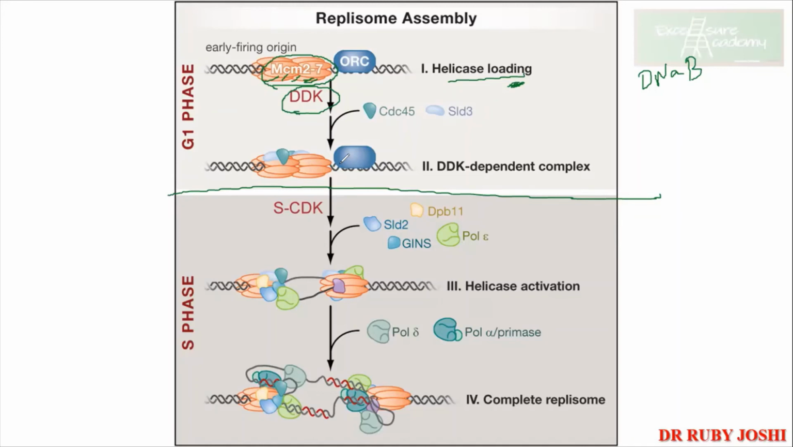The rest are minor, we don't need to keep them in mind. Okay, so the important ones are, first thing that happens, you have got the ARS. Onto ARS, ORC comes, which is helping in recruitment of the MCM2-7. Okay, what is MCM2-7? It is mini chromosome maintenance. 2 to 7 proteins are there. Now this will help in the recruitment of DDK. Now what is DDK? It stands for DBF4-dependent kinase. So wherever K is coming, you can guess that it is your kinase only. Okay?